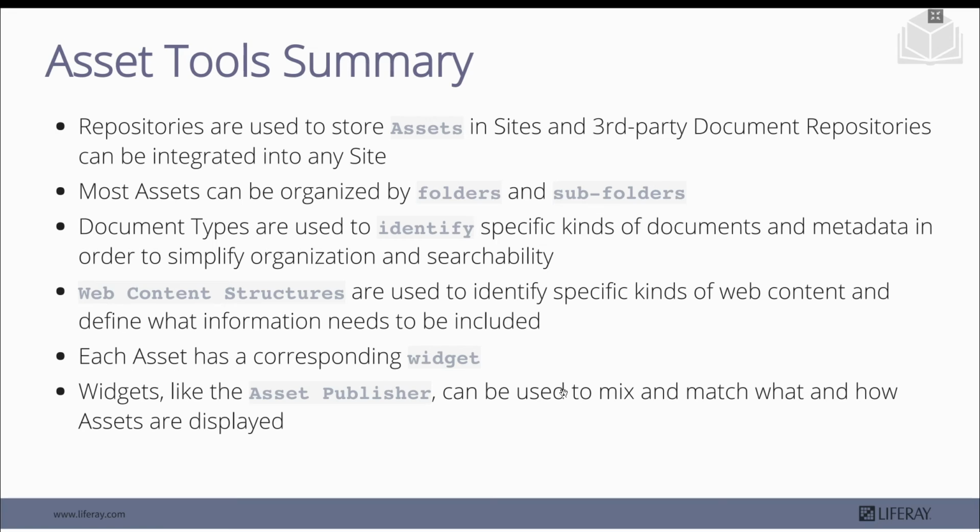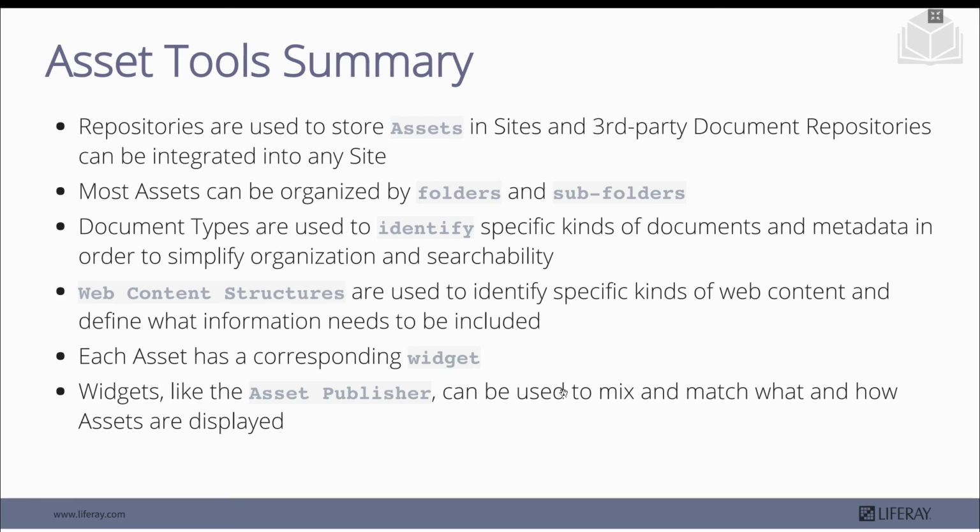So each asset has its own corresponding widget that goes with it. So we know, for example, the web content display widget is used to display web content. And then we can go on and on with that. Widgets, like the asset publisher, can be used to mix and match what and how assets are displayed. An asset publisher is really cool, very configurable. We have a lot of things we can do with it.